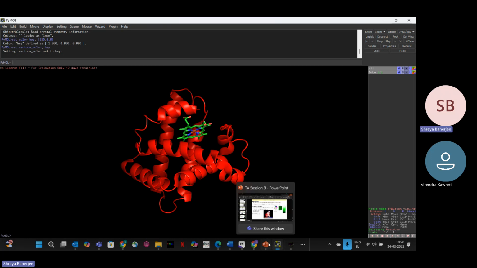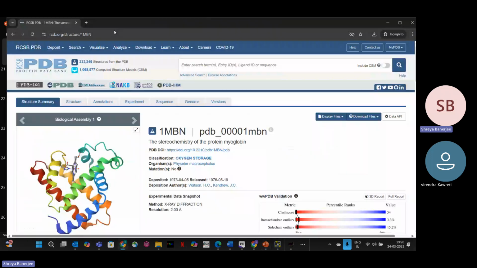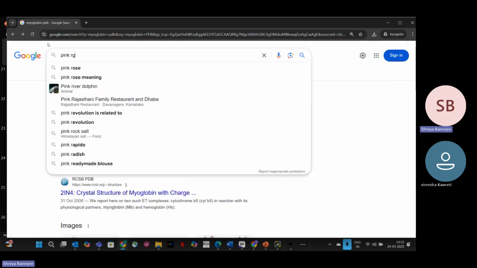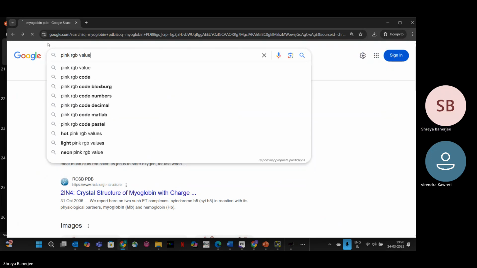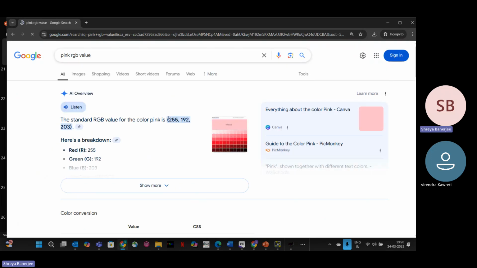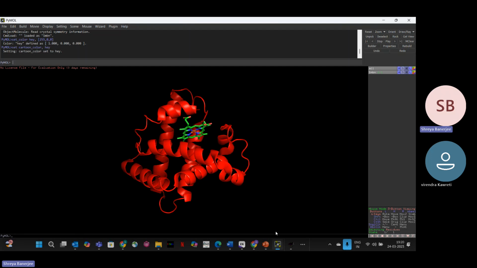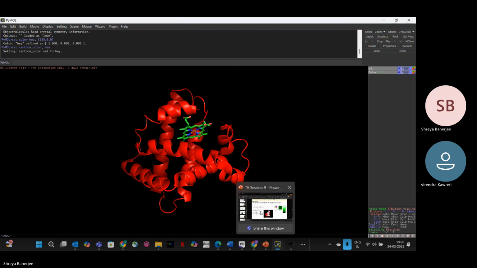You can find RGB values for any color. You can just search for it. Suppose I want a pink color. I will write pink RGB value. And you will get three values, 255, 192, 203. You can just copy it. But remember to use square brackets. The command has to use square brackets. And you can see the color has changed here.